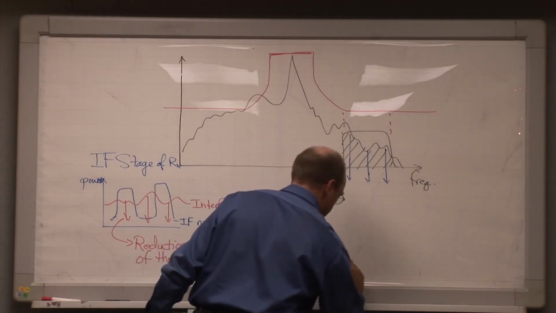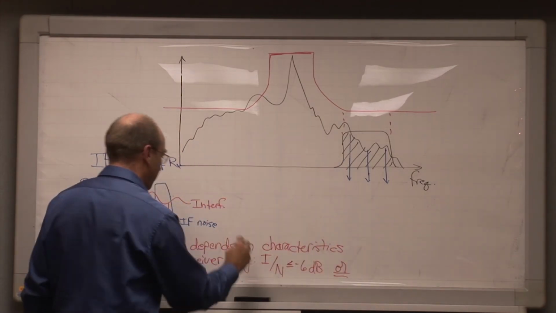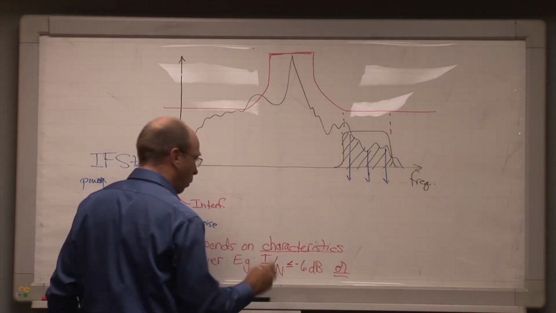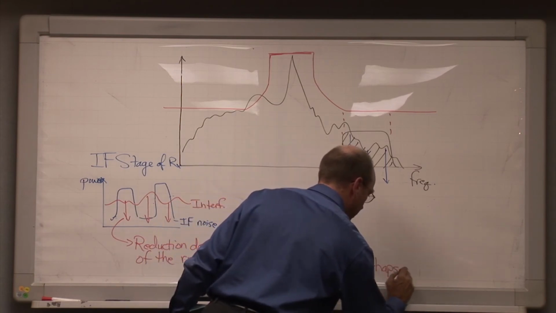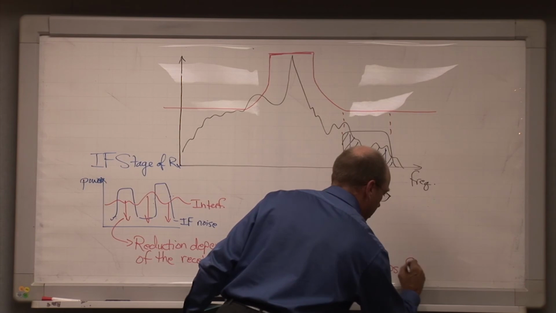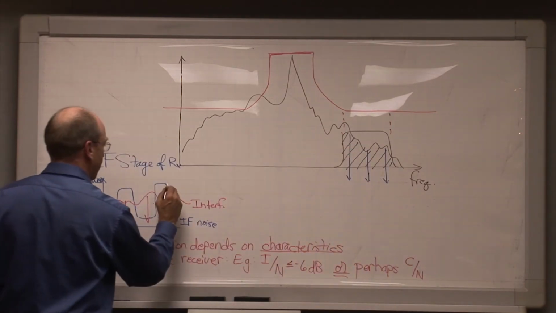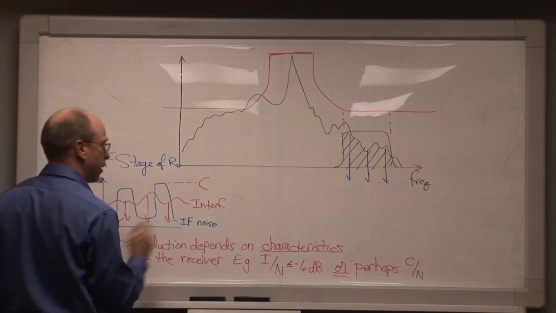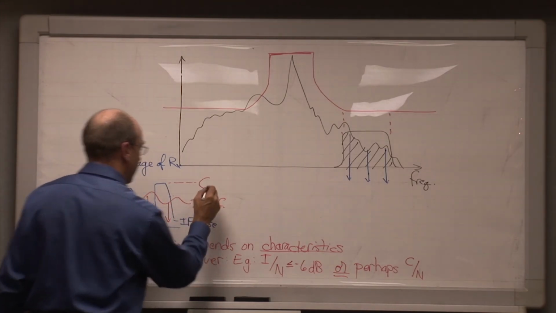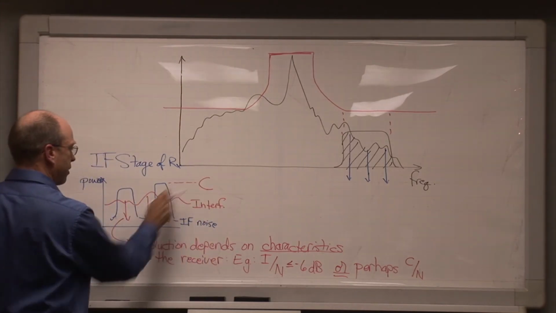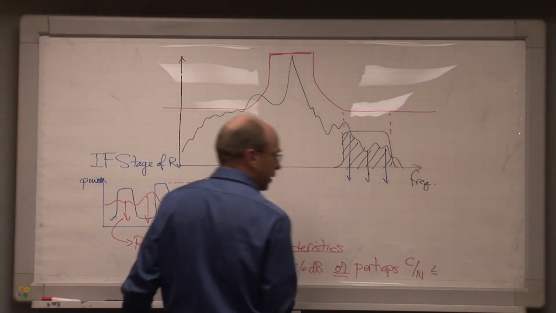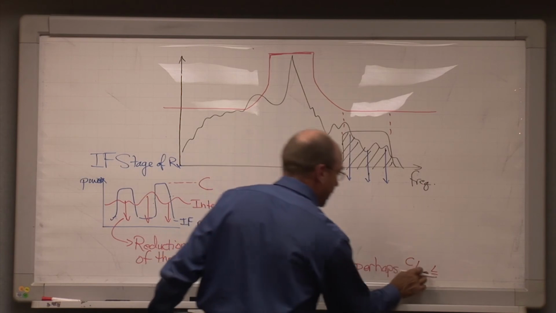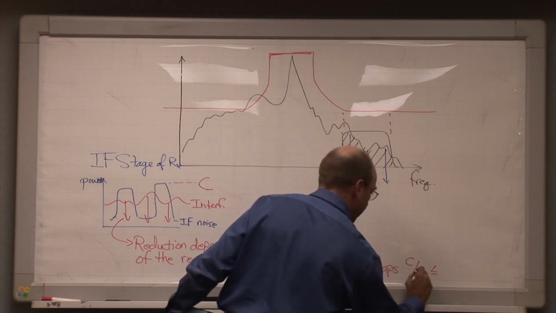Or, another alternative, we just have to look at the type of receiver. It depends on the characteristics. Or perhaps we need to get to a carrier, that's the level of the desired signal here, C, the carrier. We might need to get to a carrier to interference level.